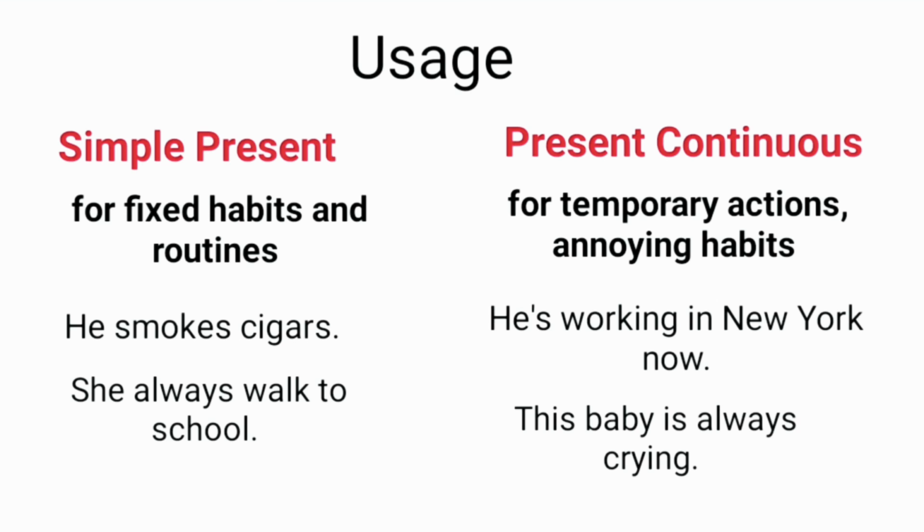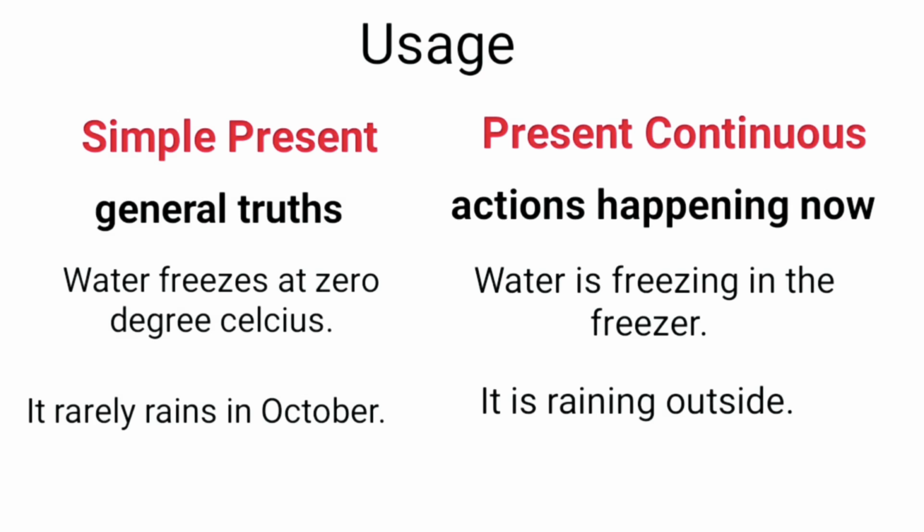Present continuous tense is used for temporary actions and annoying habits. For example, he is working in New York now. This is a temporary action. This baby is always crying. This is a habit which is annoying and it is given in present continuous tense.